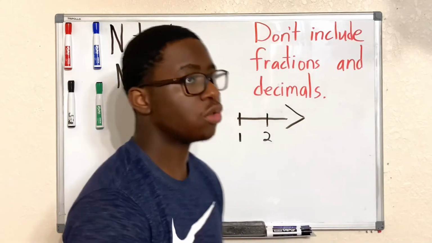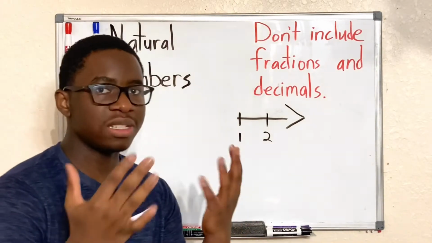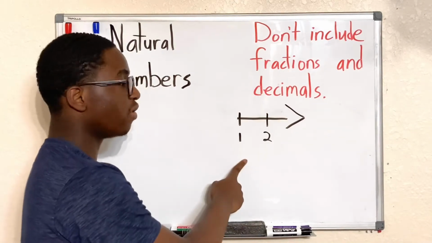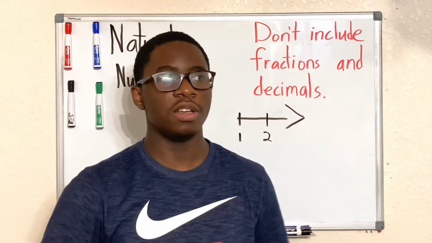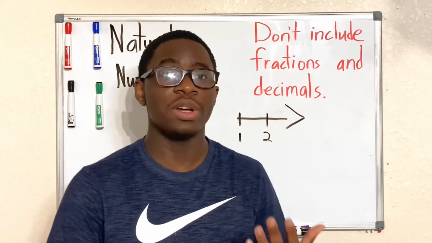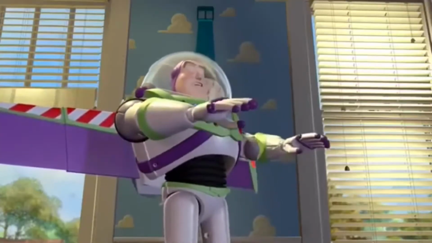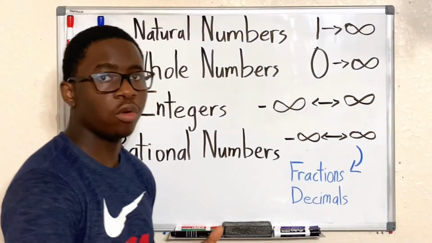Finally, we have natural numbers, and basically natural numbers are all the numbers that you can count on your fingers. Again, they don't include fractions or decimals. So starting from 1 all the way to infinity. So 1, 2, 3, 10. If you want to count with your toes as well, I guess 20, and so on. So from 1 to infinity. To infinity and beyond!